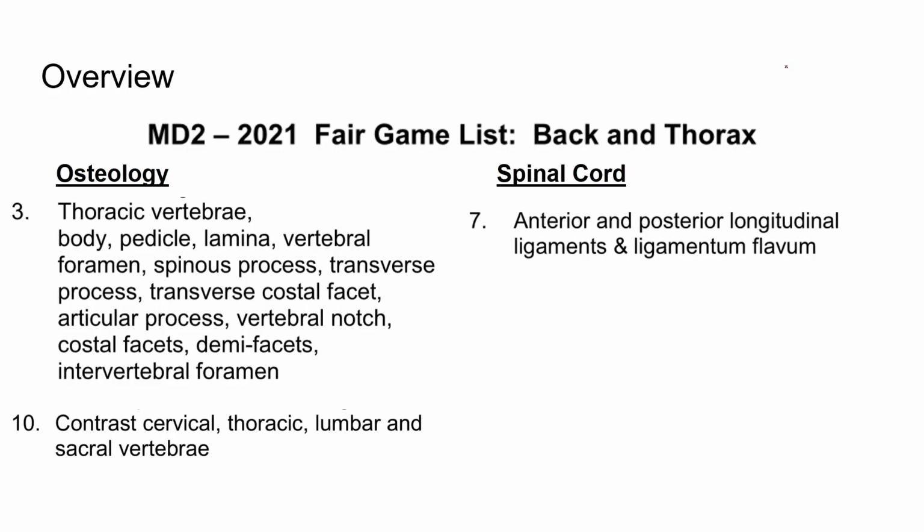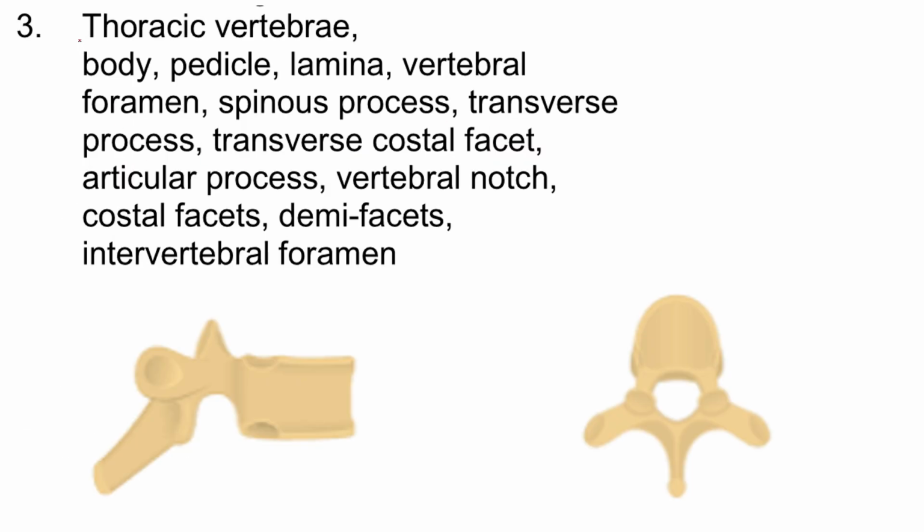To get started, this is a brief snippet of the fair games list that we were given on the share drive. Not everything on the list is present here, but this is all the stuff that we'll be covering in this presentation. The first topic is specific landmarks on the thoracic vertebra. This is a list of the ones we will cover on the next few slides.